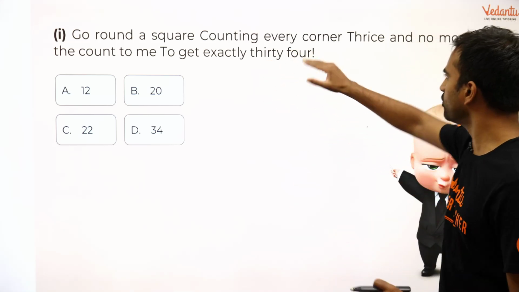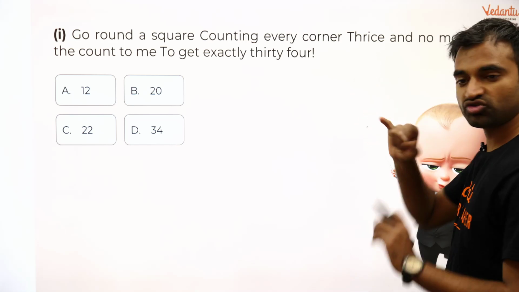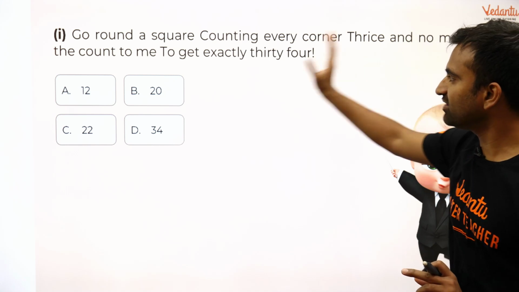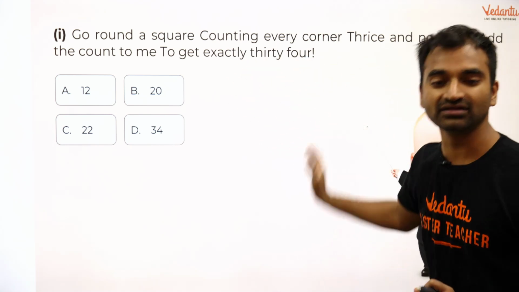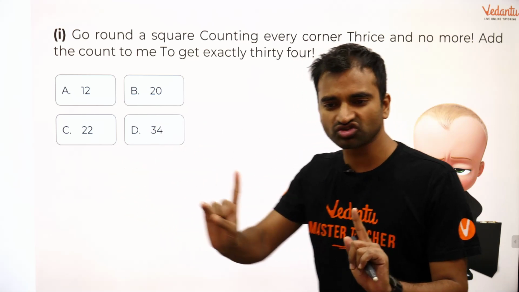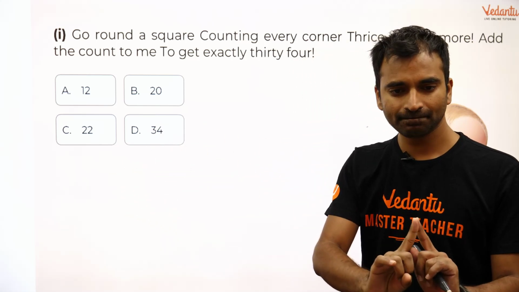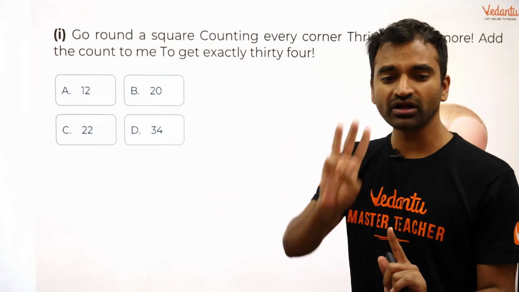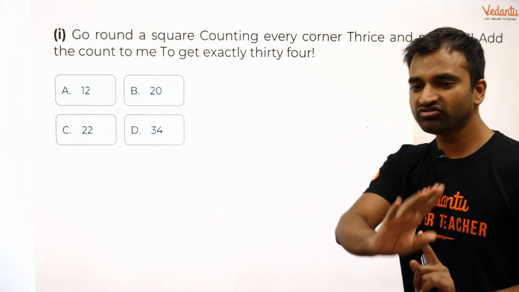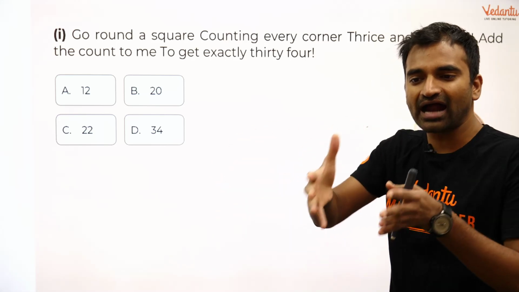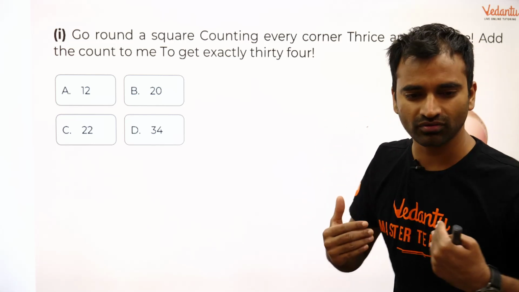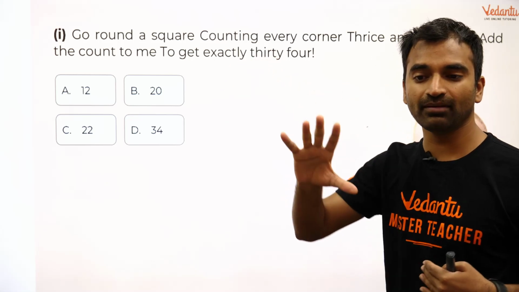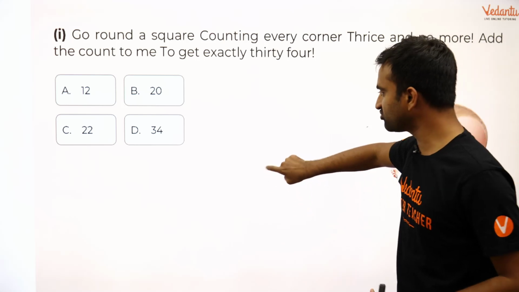Go round a square counting every corner of a square thrice and no more. Add the count to me to get exactly 34. So we are going around a square, counting the corners of a square 3 times. Each corner is being counted 3 times, right? Once you do that, whatever number you are getting, you are adding that number to me, whatever I am. I don't know who I am, right? Once you add that number to me, you get 34. So what number am I? That is the question, right? The timer starts now.